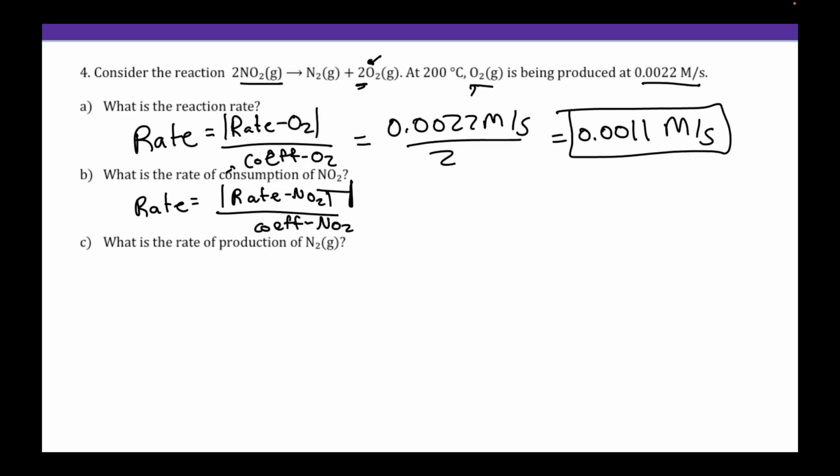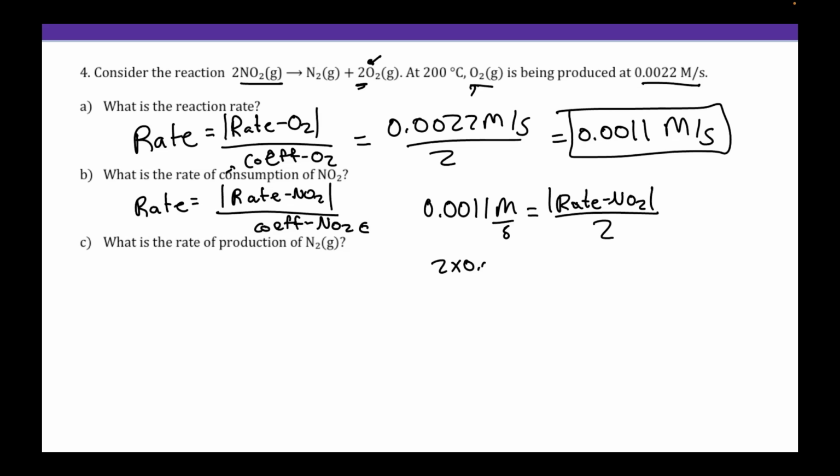And again, here, now we know the rate. So when we plug in, we would get 0.0011 molar per second is equal to the rate of NO2 that we're looking for over the coefficient on NO2, which is 2. So we just have to multiply both sides by 2. 2 times 0.0011 molar per second is equal to 0.0022 molar per second of NO2. I've dropped the absolute value here. NO2 is being consumed.